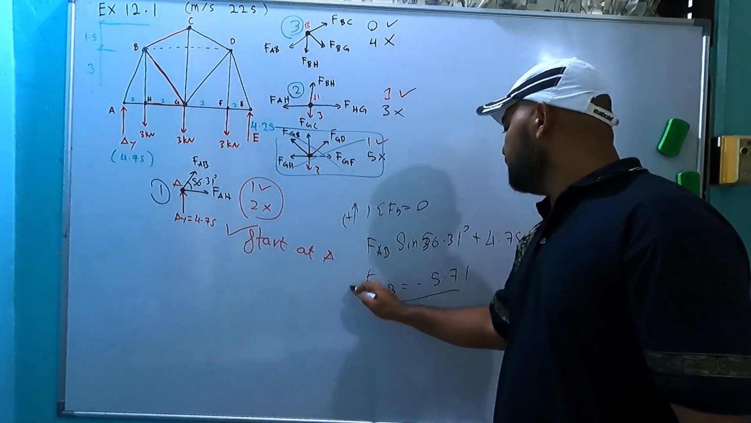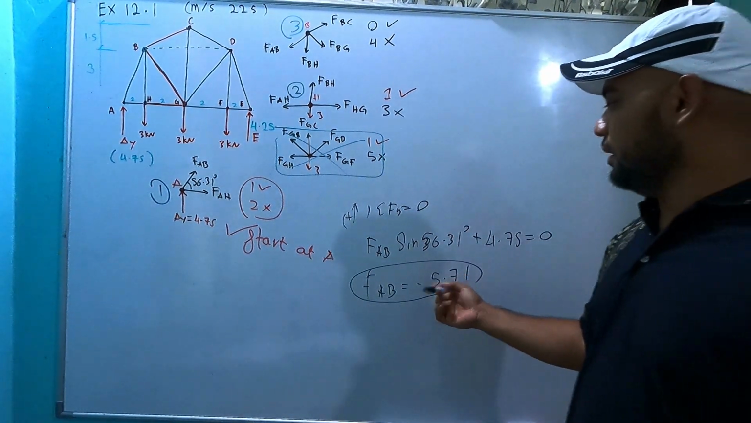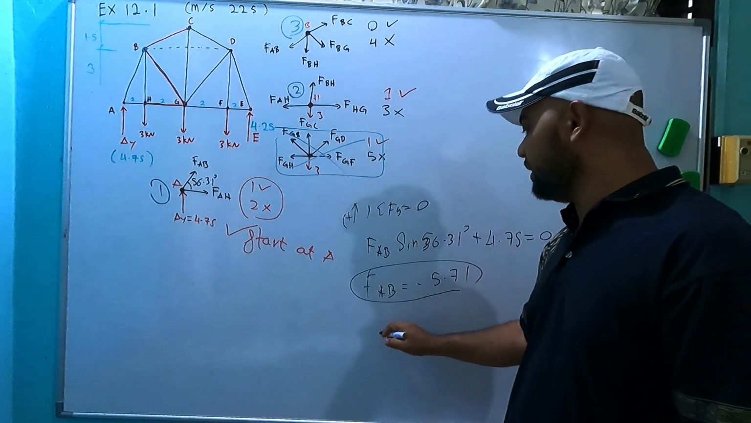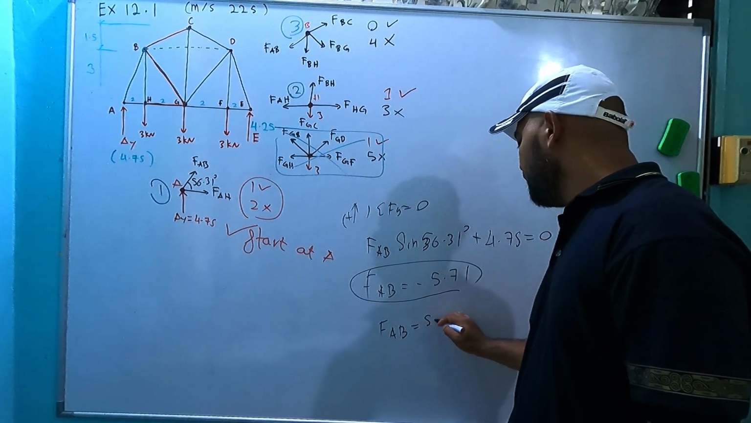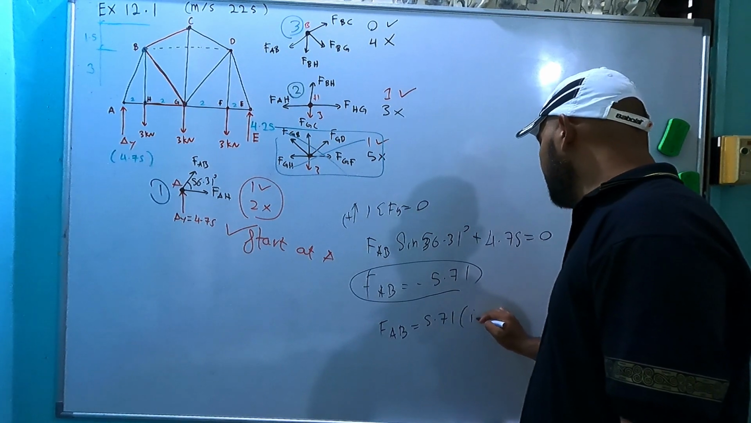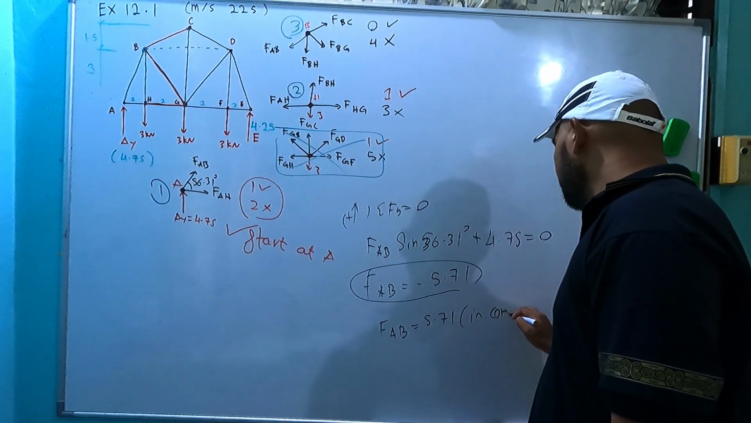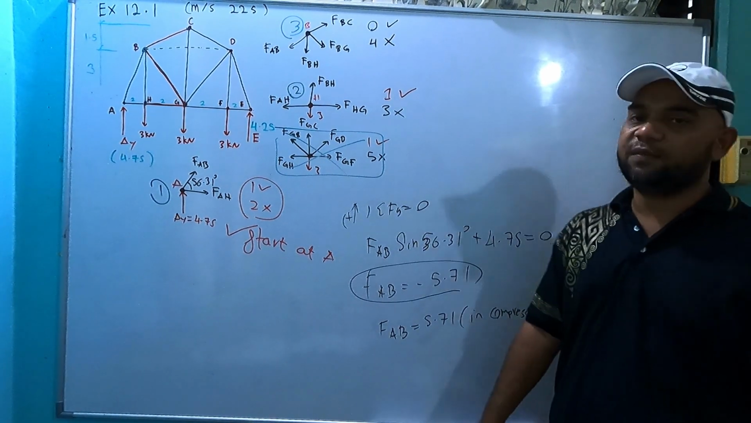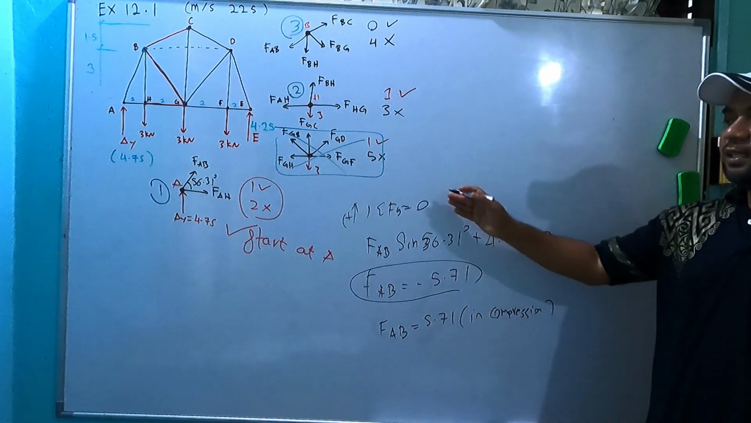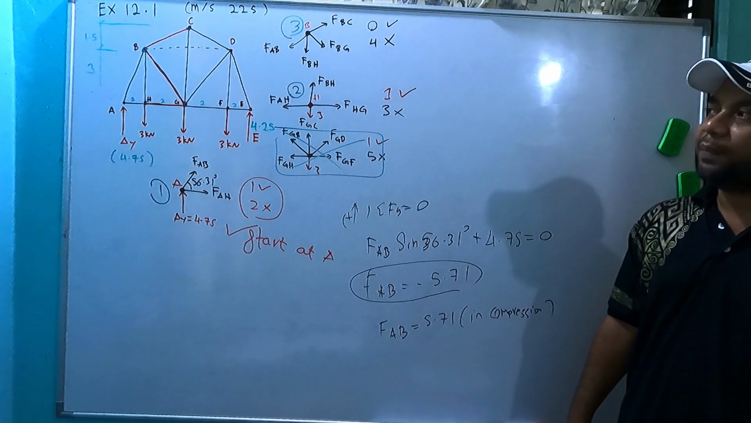Okay, so minus 5.71, which means that actually here FAB equal to 5.71. It is in compression, because we consider everything is in tension. If you got negative, it is in compression.